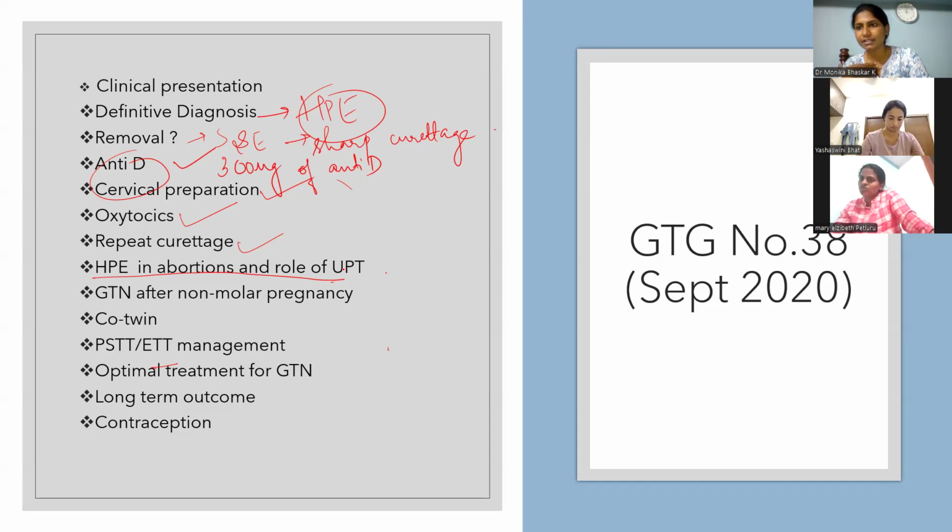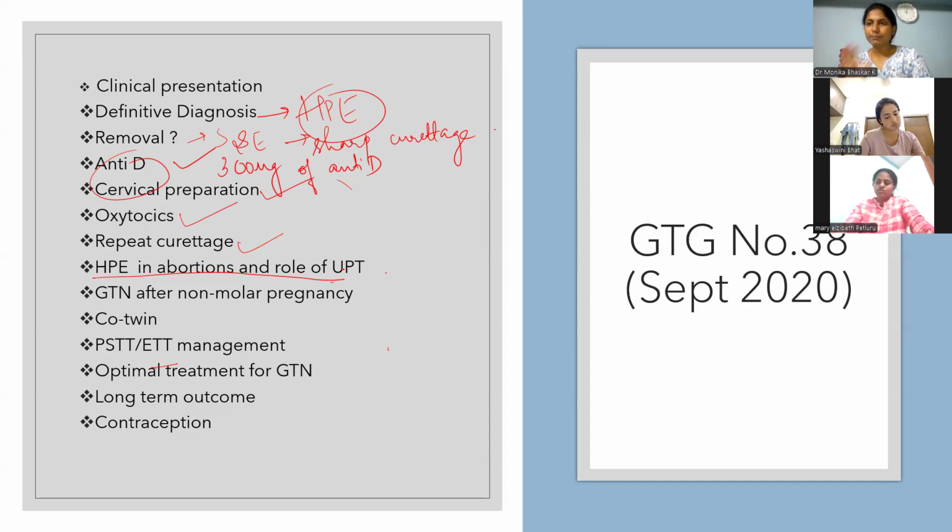If histopathological examination is not done, for example, in our institute they don't send the products of conception for HPE, so we discard the products, then to rule out GTN or persistent GTD, you have to do a UPT after 3 weeks of evacuation. If the urine pregnancy test is positive after 3 weeks of evacuation, then you have to do a serum beta HCG and monitor her to rule out the possibility of persistent trophoblastic disease.